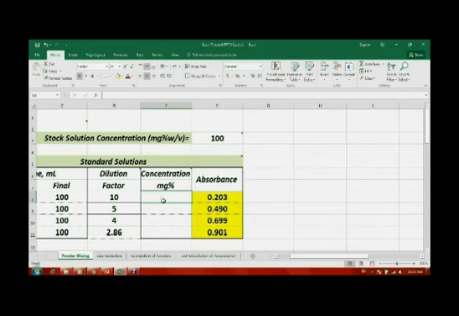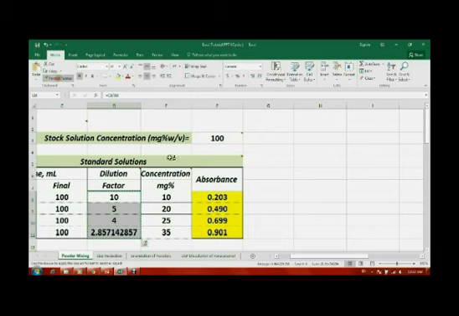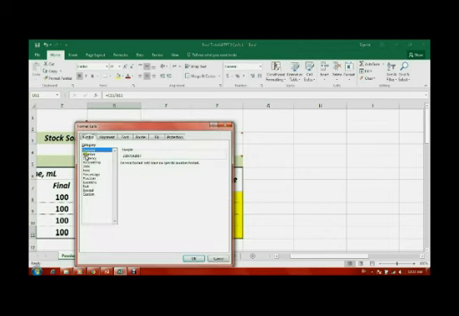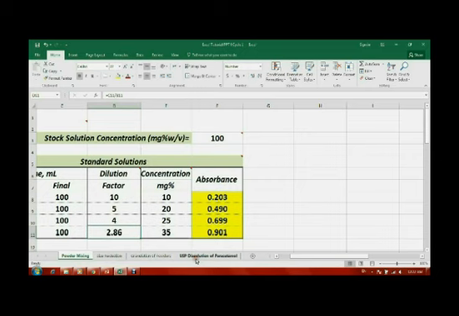Remember to use Excel equations and properties properly. Now, plot the absorbance of standard solutions versus their concentrations. Select scatter chart from your insert menu. Add the chart title and the axis titles.